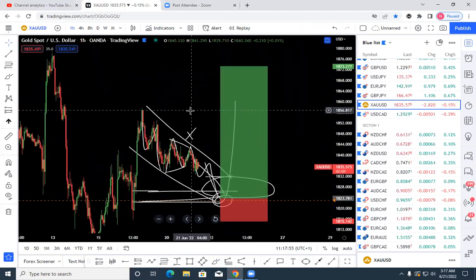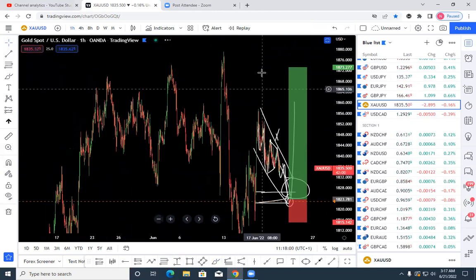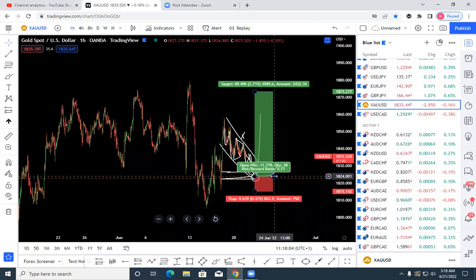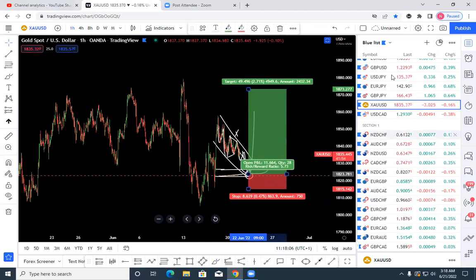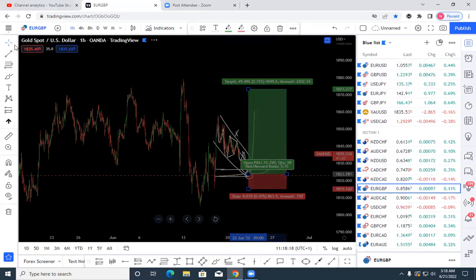If you are wrong, you take it, and then you go for another setup. But I have proven this to be right 8 out of 10 times. Okay. So we have looked at GBP CAD. We have looked at gold. I want us to look at Euro GBP, guys. Let's look at Euro GBP, guys.